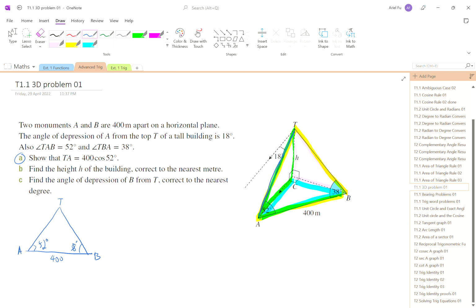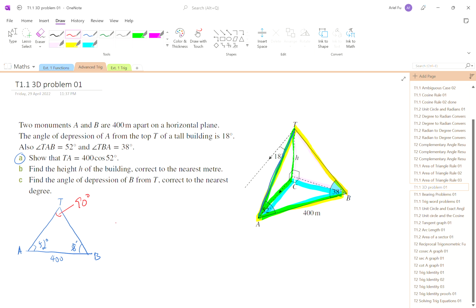So what that means is I can use the sine rule, because I've got two angles, even though I don't know this angle. But I can figure this angle out very quickly because I know three angles in a triangle add up to give you 180 degrees. Now 52 plus 38 is 90, so this angle has to be 90 degrees. Okay. So actually we have a 90 degree angle here in this triangle.